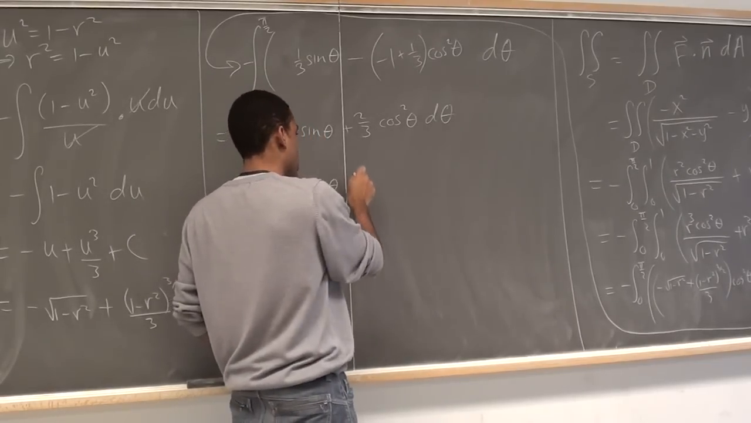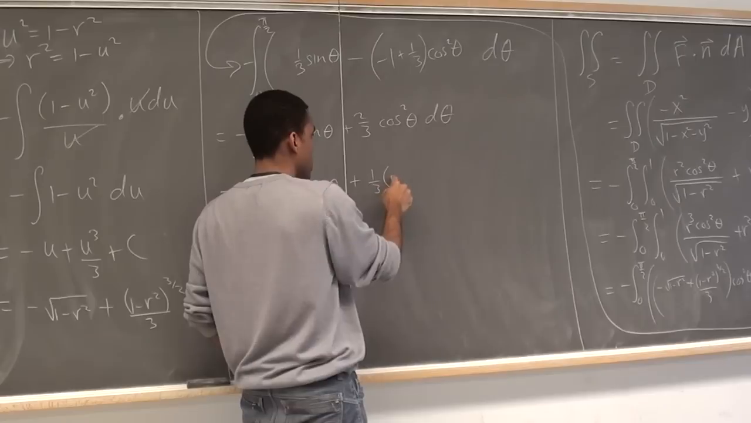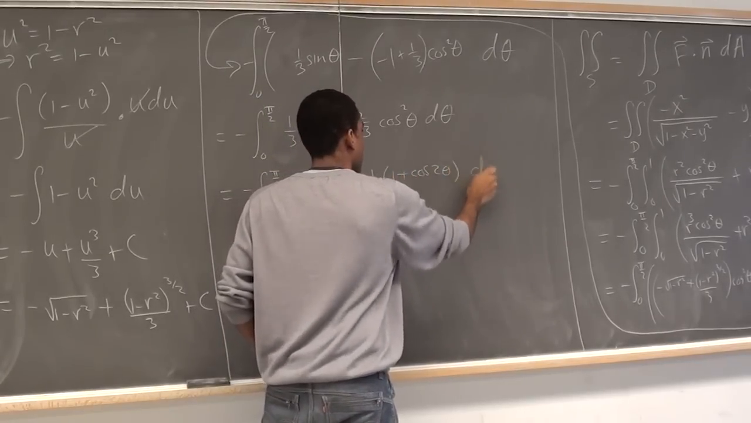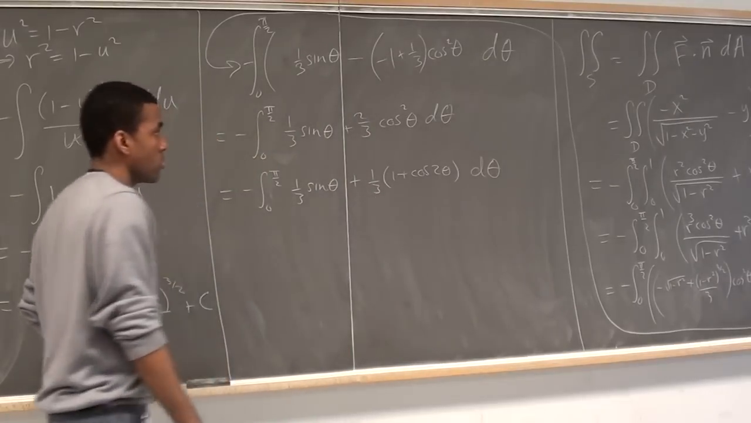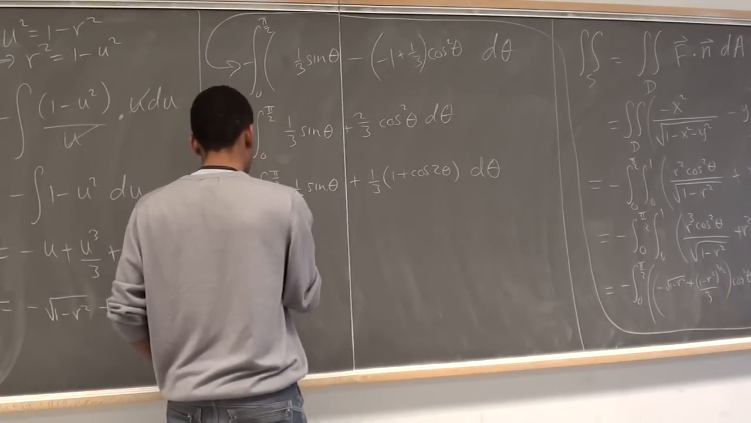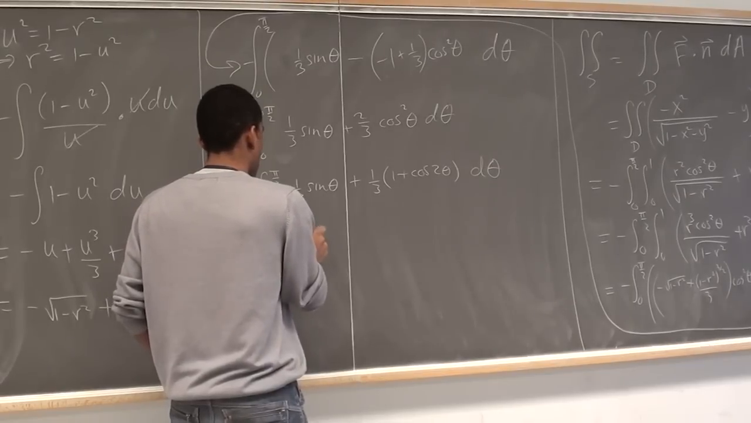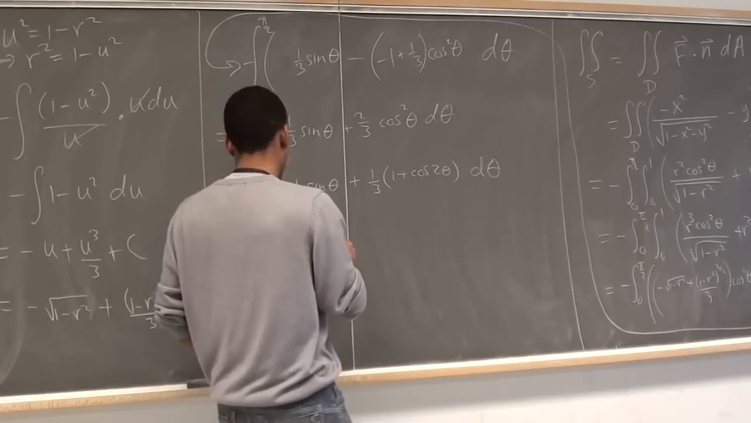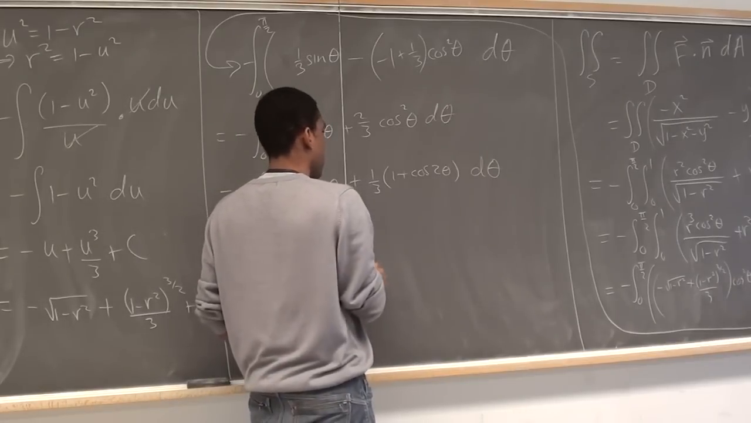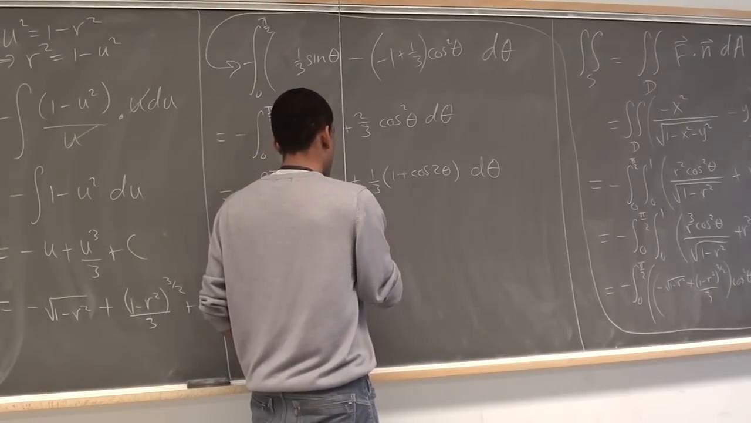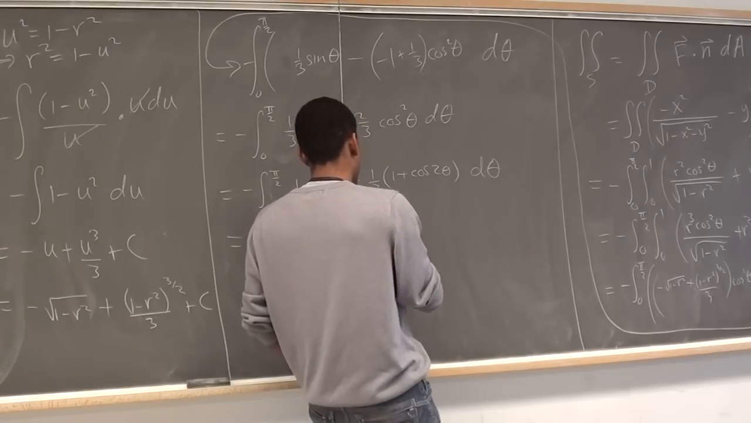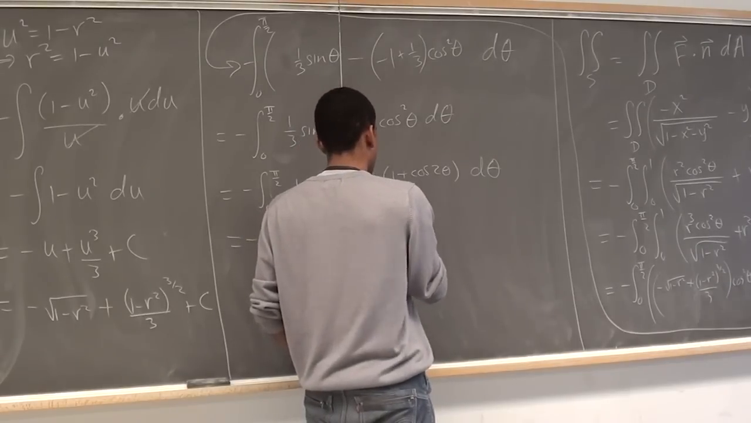Cosine squared, how do we deal with that? It's just 1/2 times 1 plus cosine 2 theta. And so now we can actually start integrating these guys. So it's minus 1/3 cosine theta, since the integral of sine is minus cosine, plus theta over 3, plus 1 over 6.